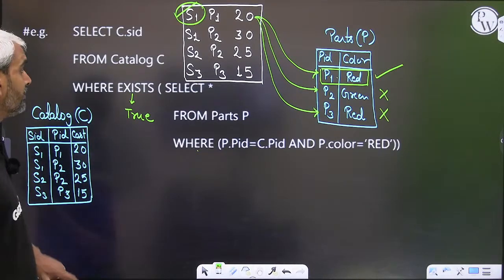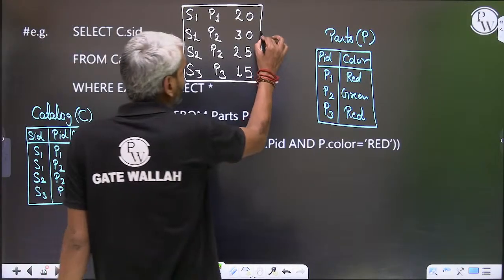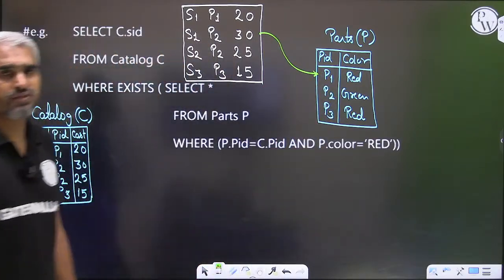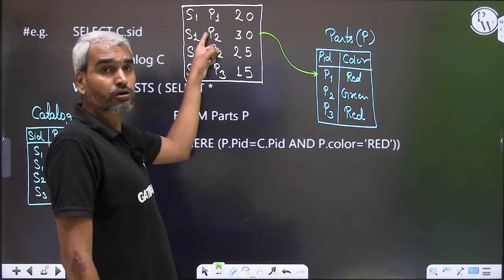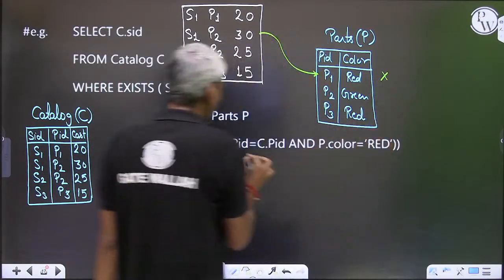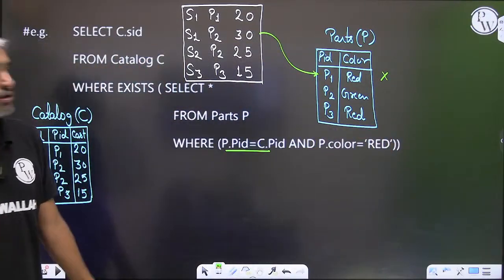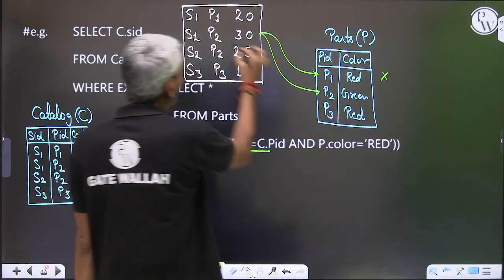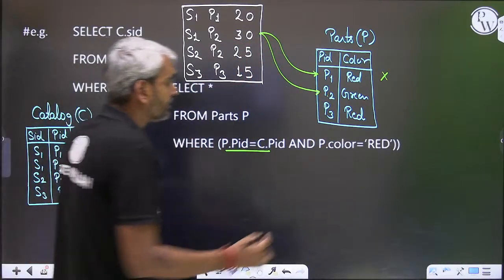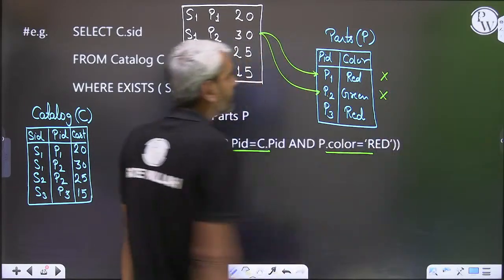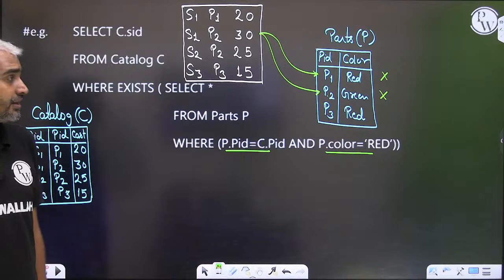Now what, sir? Then we'll take the second tuple of the catalog table and go to the first tuple of the part table. PID in the catalog table is P2, PID in the part table is P1. Therefore, the where condition is false, so the tuple will not be selected. Then we will go to the second tuple of the part table. PIDs are equal, but the condition color is not equal to red. Therefore, the where condition is again false.